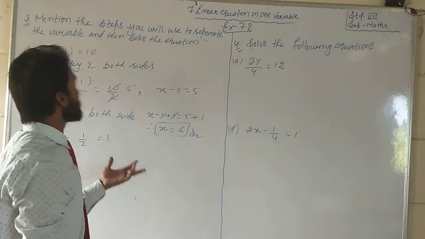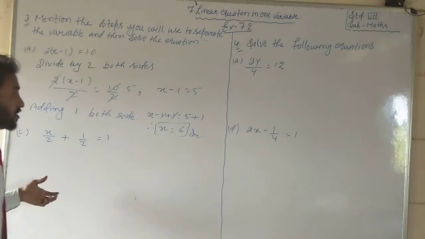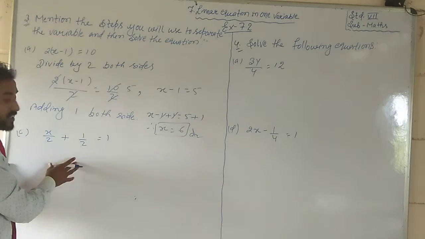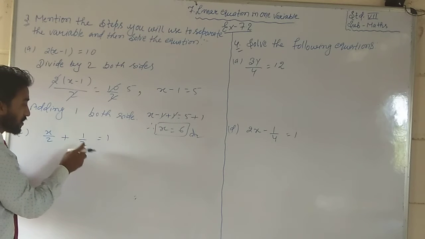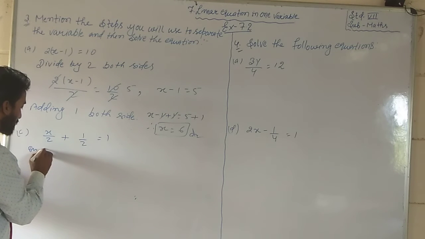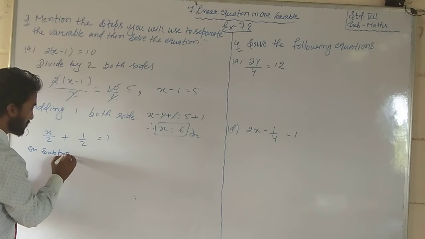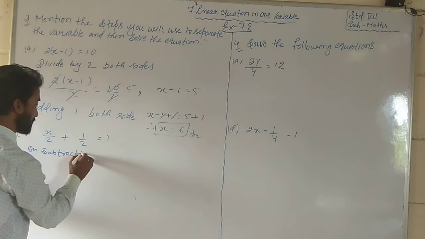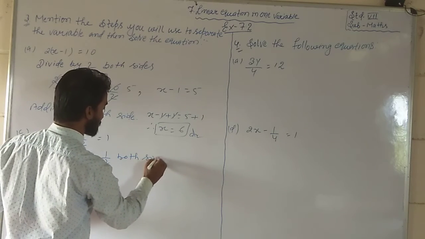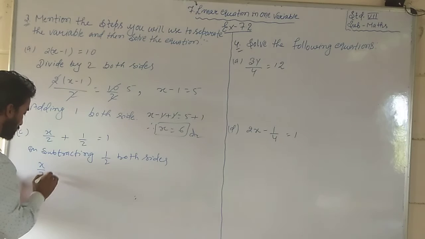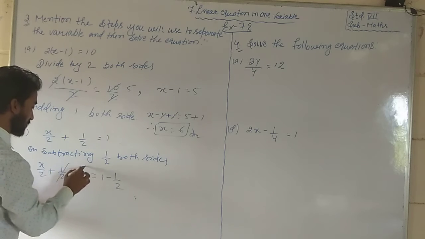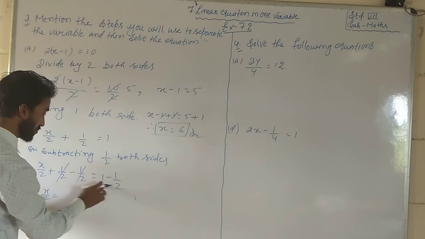So students, that is all about question number 3a. In the same way, question 3c will be solved. First of all, see which term we will eliminate. We will eliminate 1 by 2 first. Since it is already given as plus, we will subtract 1 by 2 on both sides. So x by 2 plus 1 by 2 minus 1 by 2 is equal to 1 minus 1 by 2. The 1 by 2 cancels. The result is x by 2 is equal to 1 minus 1 by 2.